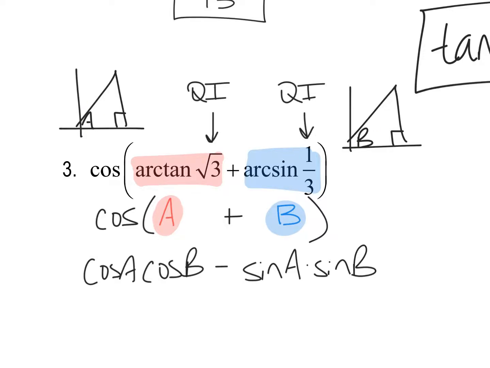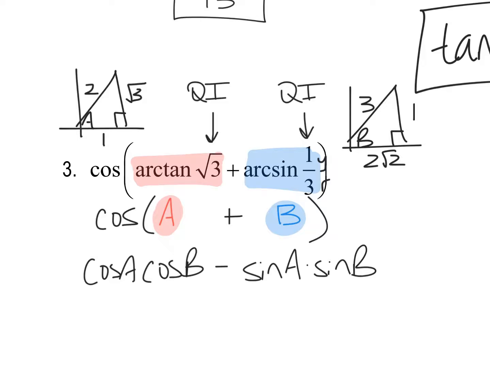So if tangent is radical 3, that means the y value is radical 3, the x value is 1, and by Pythagorean theorem, that means that I have 2 here on the hypotenuse. Go ahead and pause the video and check my math on that if you like, but you square 1, you square radical 3, and square root the answer, and you get 2. And then same thing for sine. Remember that sine is y over r, so that means 1 and 3 here, and that means 2 root 2 on this. And I'm in quadrant 1 in both of these triangles, so everything's positive here.